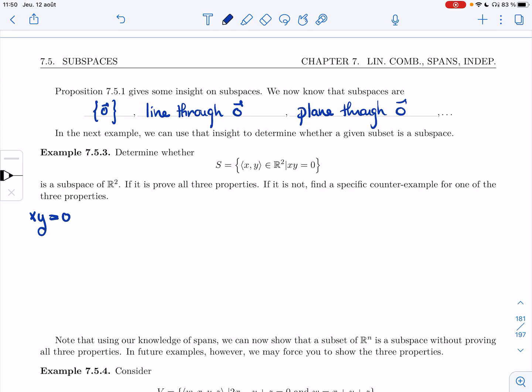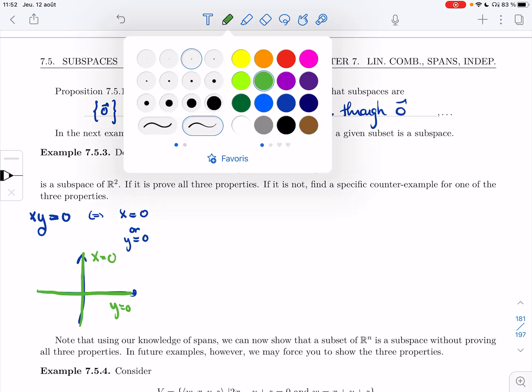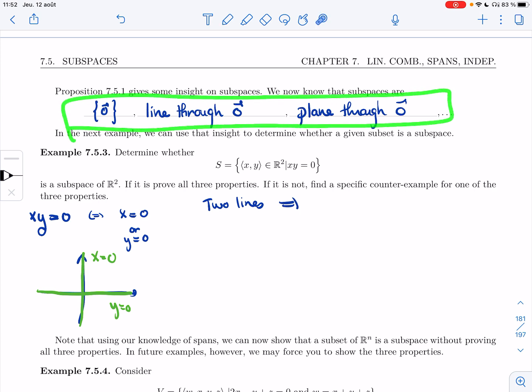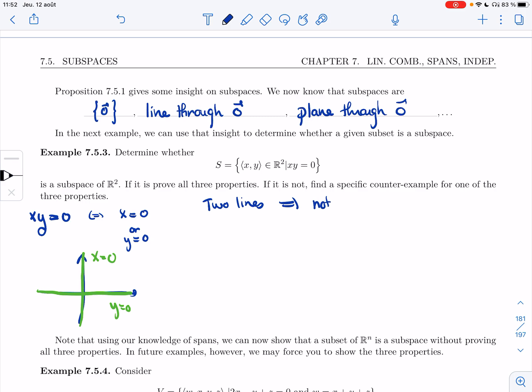So this is what we're looking at. x times y is 0. So that's the same thing as either x is equal to 0 or y is 0 or both. And if I sketch this, I have two different sets. This is y is 0, this is x is 0, and so I'm getting two intersecting lines. So because I have two lines, it's not one of those. So I would say it's not a subspace.